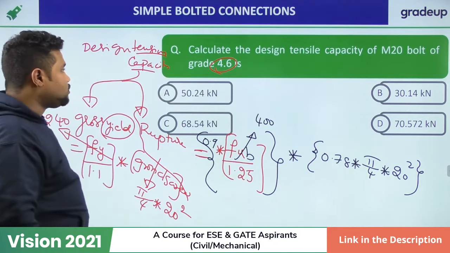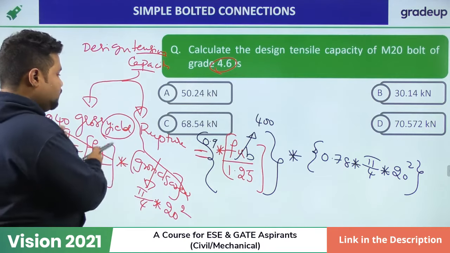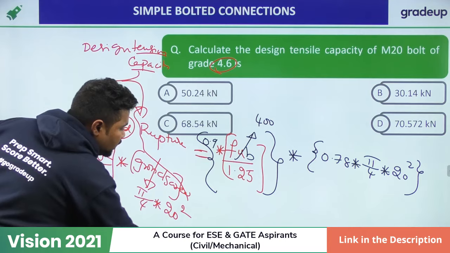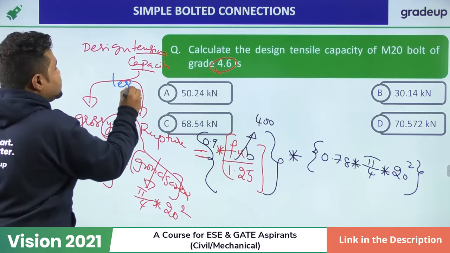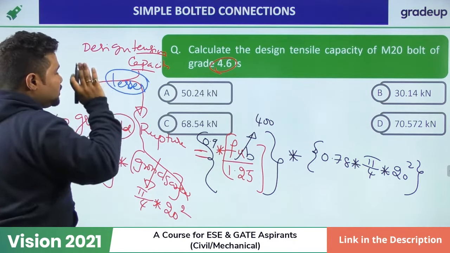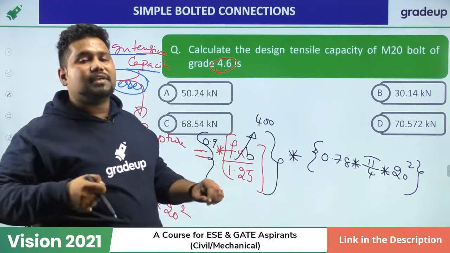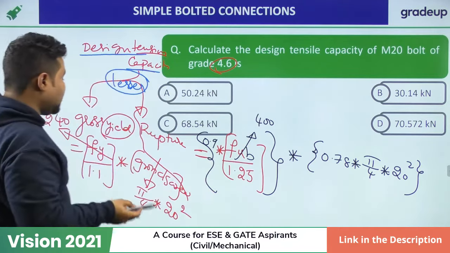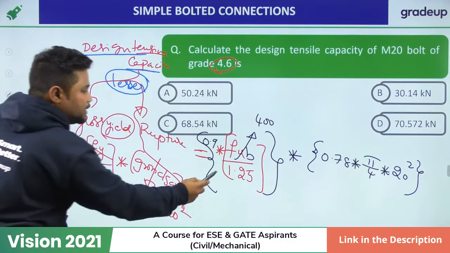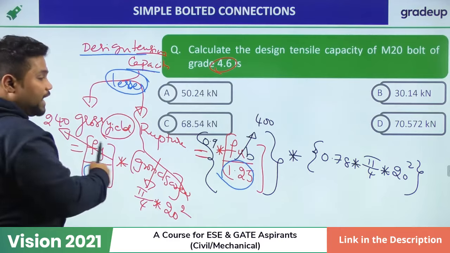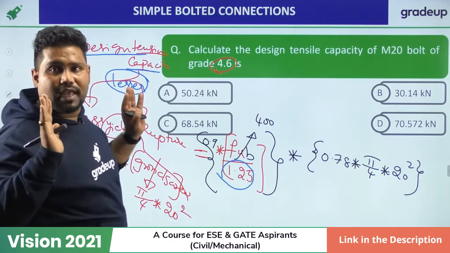Now people will also ask me, if there are these two things, which one do we need to consider? We need to consider only the lesser one as the design value. Let us suppose in the same question they expect the nominal tension capacity of the bolt. In such a case, avoid these factors of safety and mention the answer. Only consider the numerator, avoid the denominator factor of safety, and mention the answer.